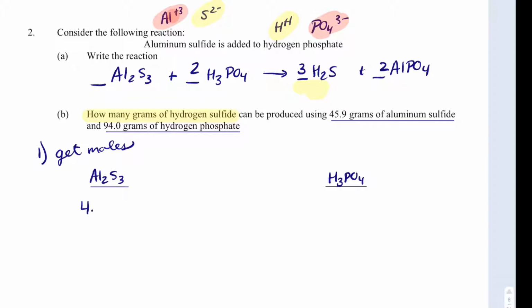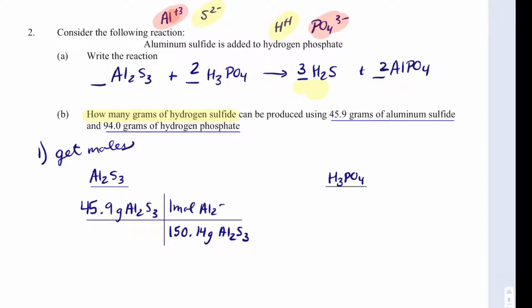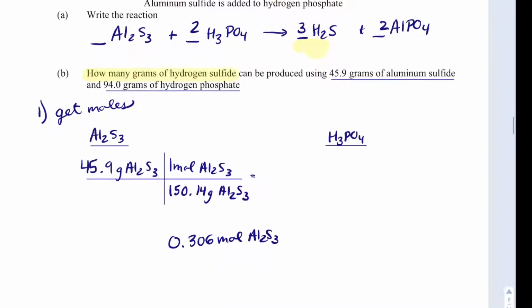And I'm given 45.9 grams of aluminum sulfide. Using my periodic table, I can do the math here really quickly, and there's 150.14 grams of Al2S3 for every 1 mole of Al2S3, and that ends up being 0.306 moles of Al2S3. And then to get moles of H3PO4, I'm going to take 94.0 grams of H3PO4.